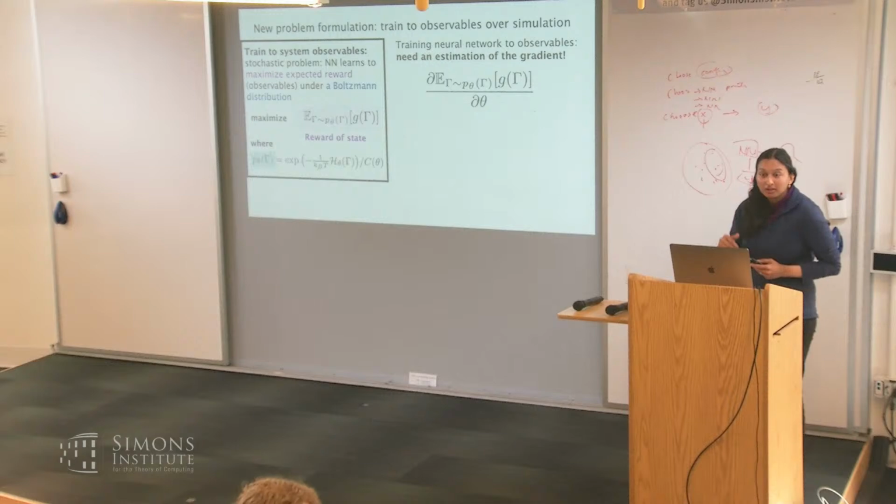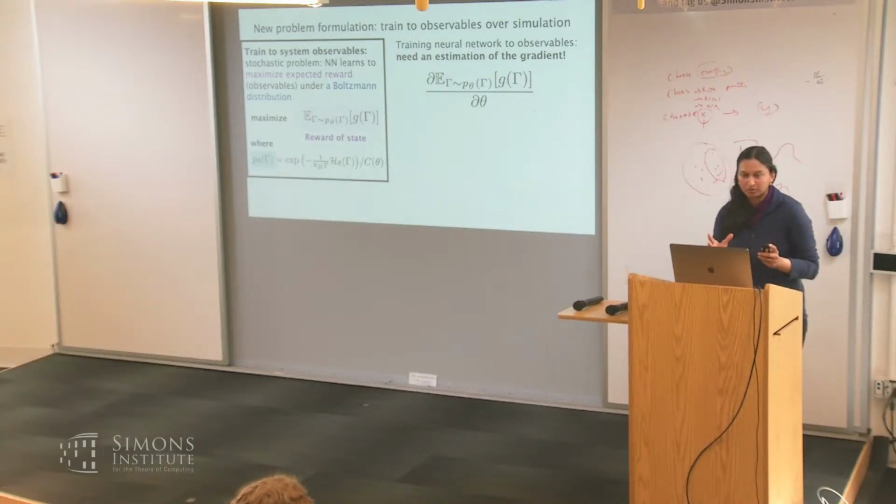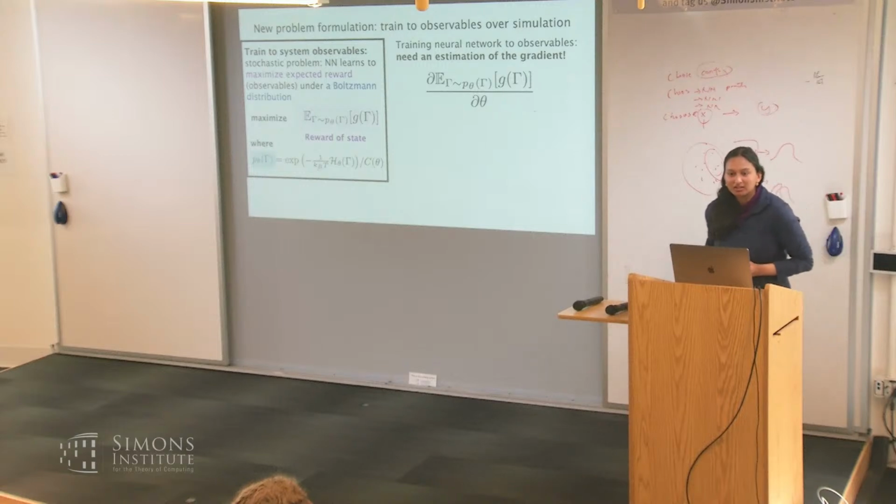So the reward function is defined how? The reward function could be whatever observable you know should be true about the system. So it could be as simple as a radial distribution function, but it could be a more complicated thing about the system. Maximize, like, minus a discrepancy between that. Yeah, exactly.